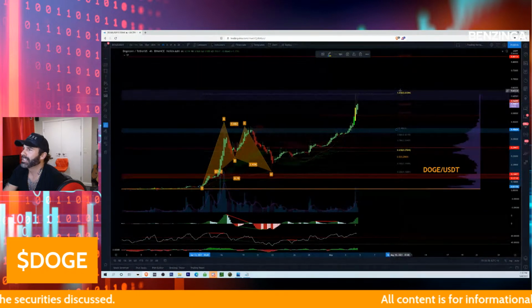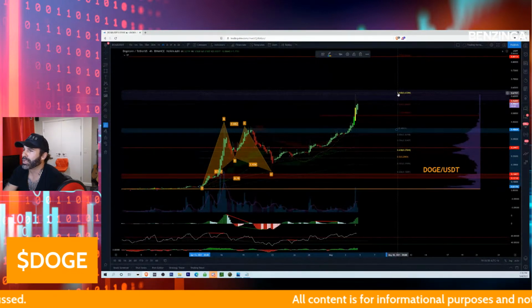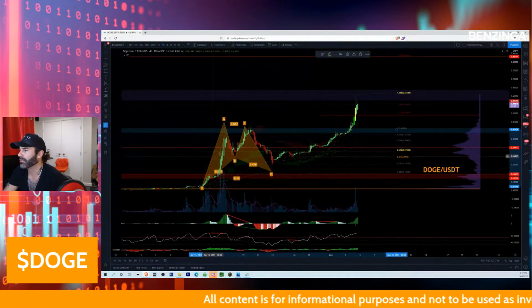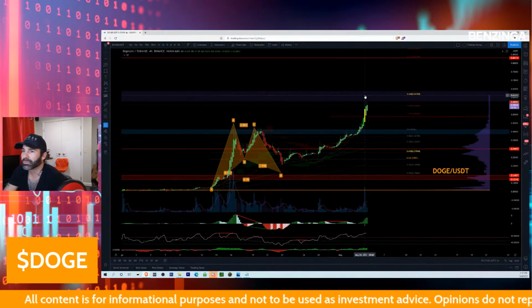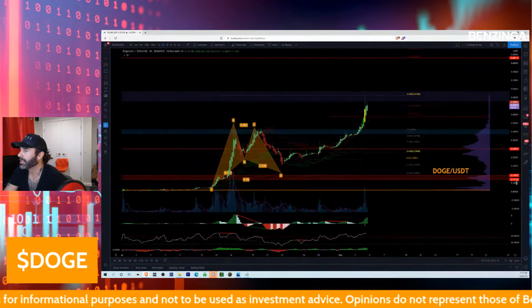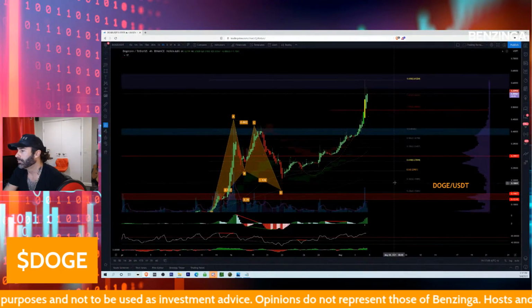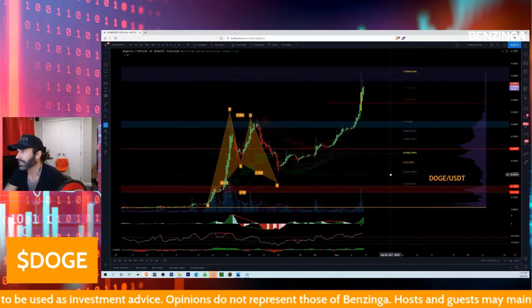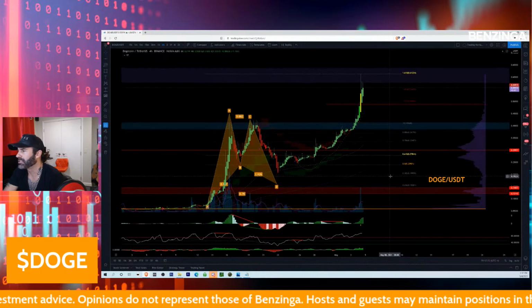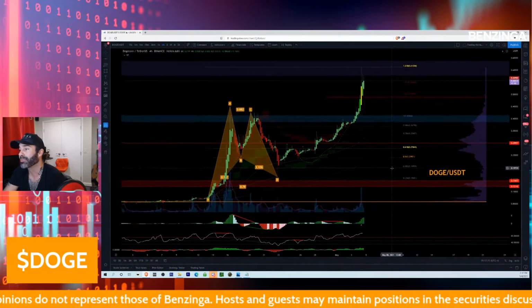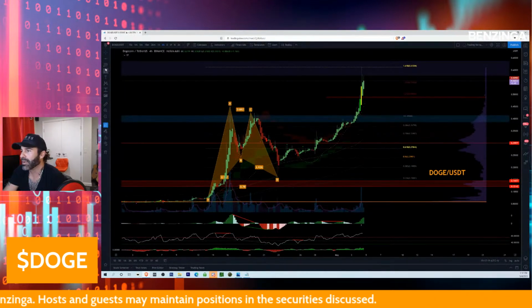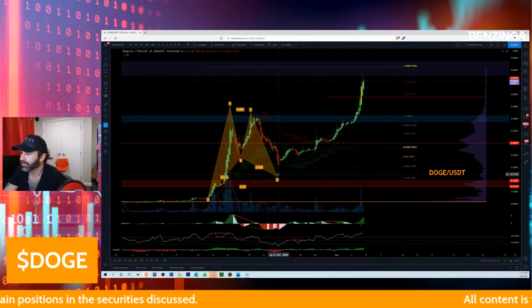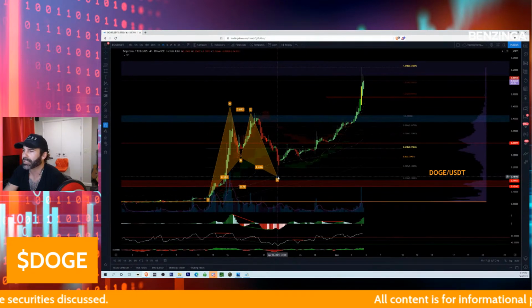61 cents, and that is the 1.618 retracement off of the XA leg on this asset. And if you look right here this morning, we hit that perfectly. And we pulled back a little bit, but that's to be expected. Nothing goes straight up forever. Basically, that's what Doge has been doing ever since it created this pattern. And the D point here is the pattern completion.